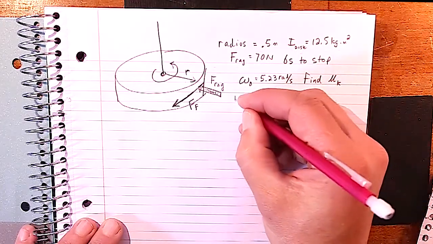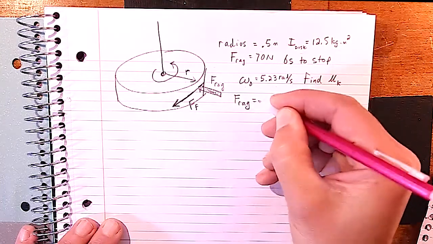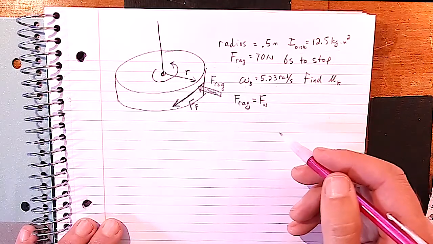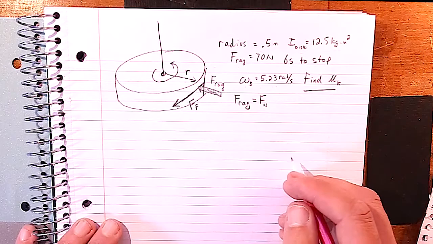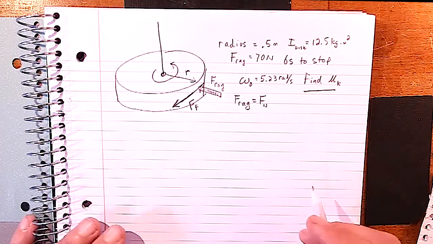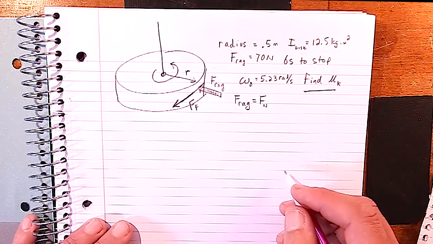Now, because they gave us the force of the rag, essentially they've also given us the force normal, because that would be an equal and opposite force pair. The question is to find the coefficient of kinetic friction. It's sliding, so it's kinetic. So the first thing that we need to do is to figure out alpha.